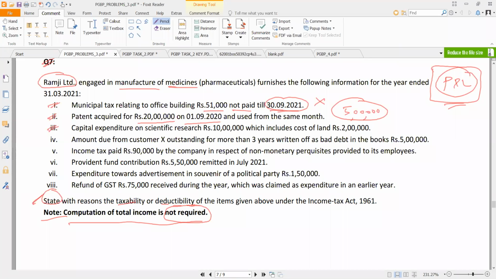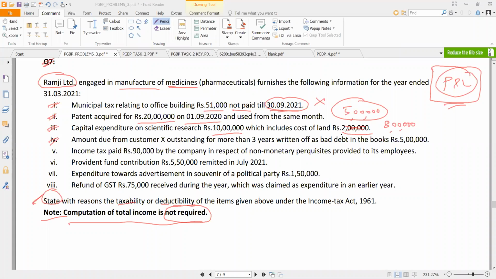Third point. Capital expenditure on scientific research, 10 lakhs rupees, which includes cost of land, 2 lakhs. Cost of land never will be allowed as a deduction. So how much will be allowed as deduction? Only 8 lakhs will be allowed. That is the answer for point number 3. Additional depreciation also can be there if it is there.